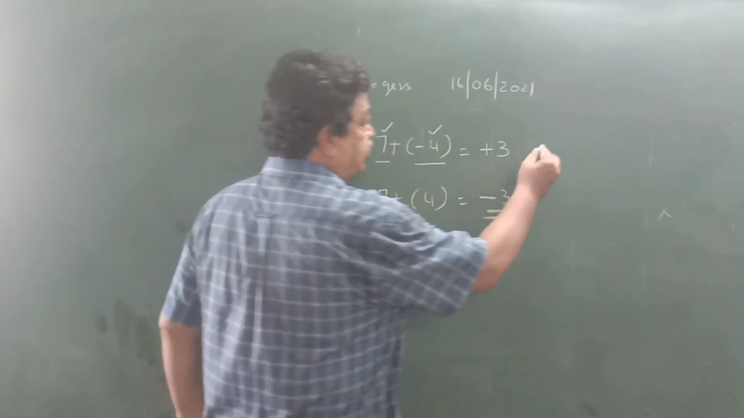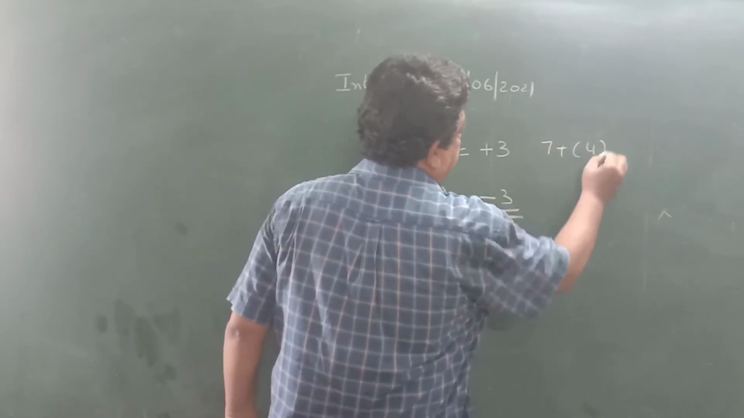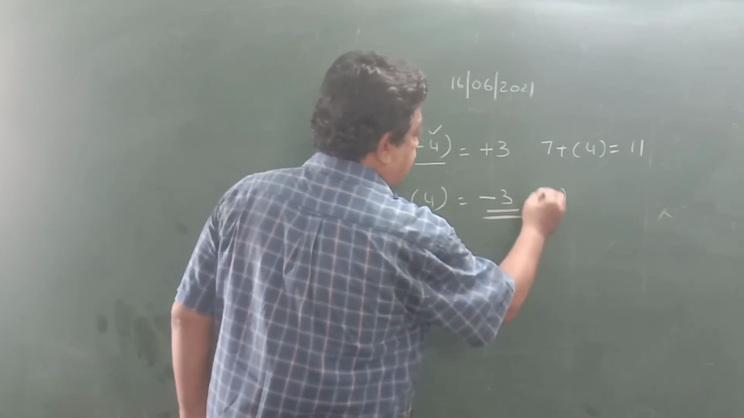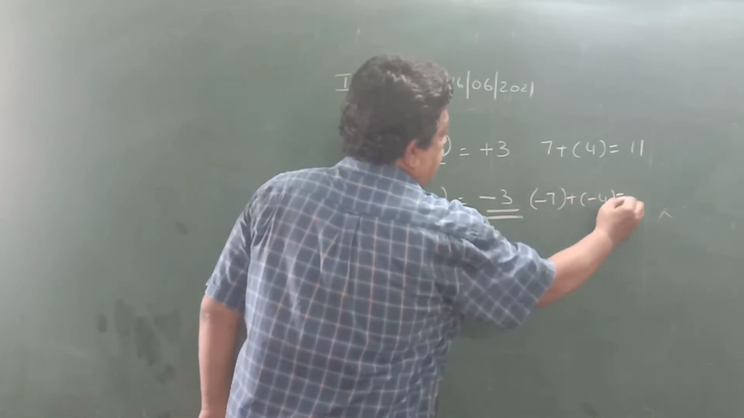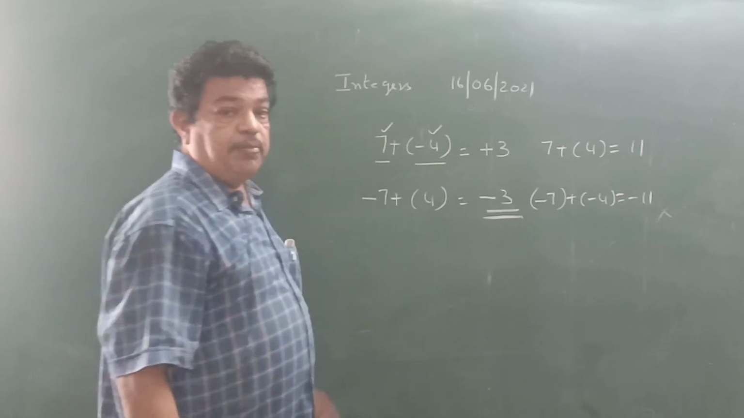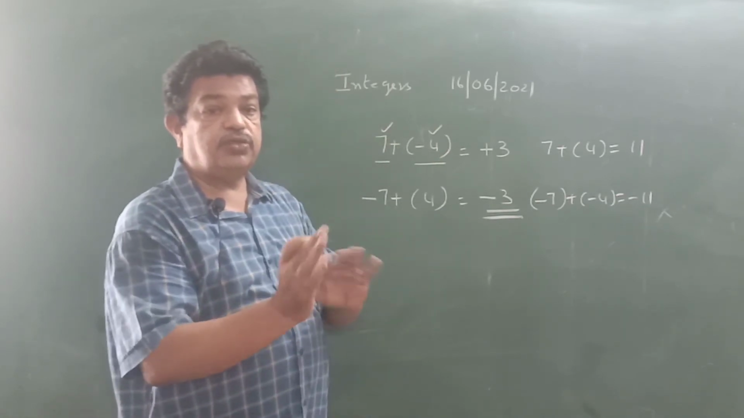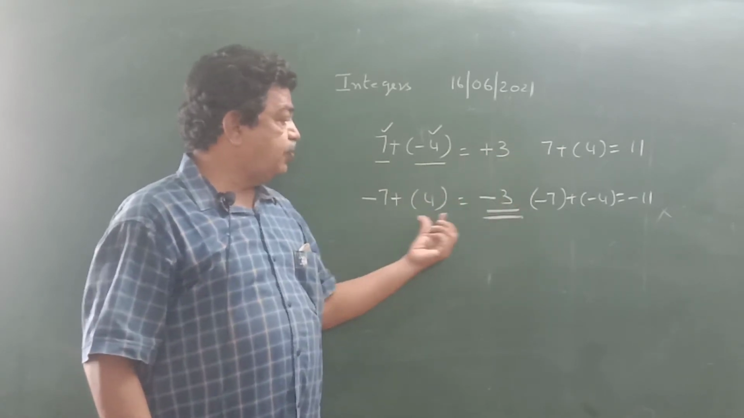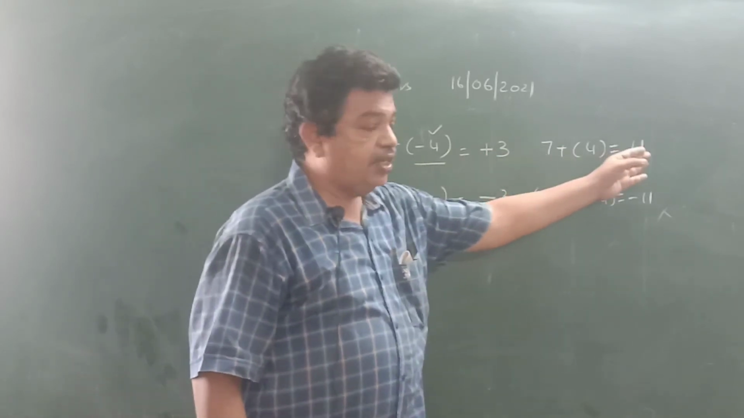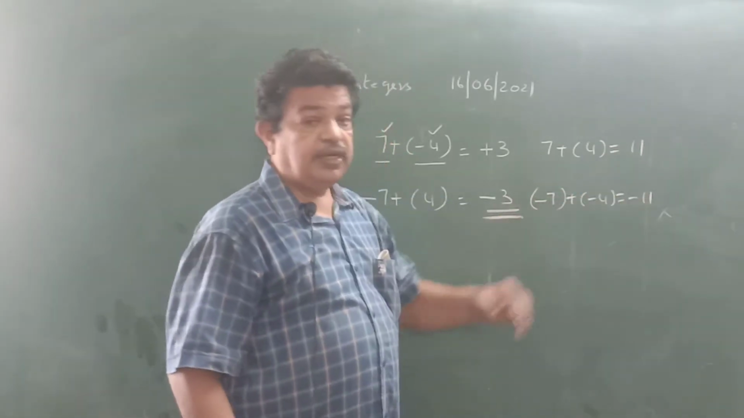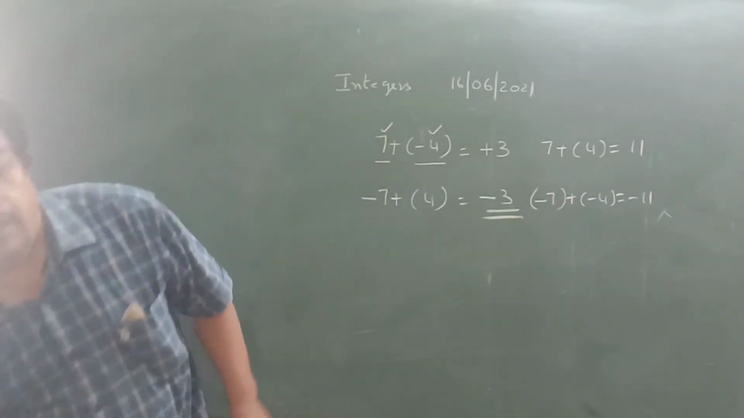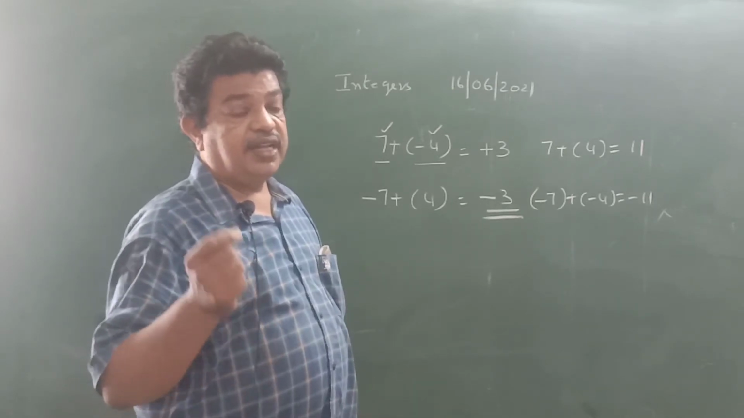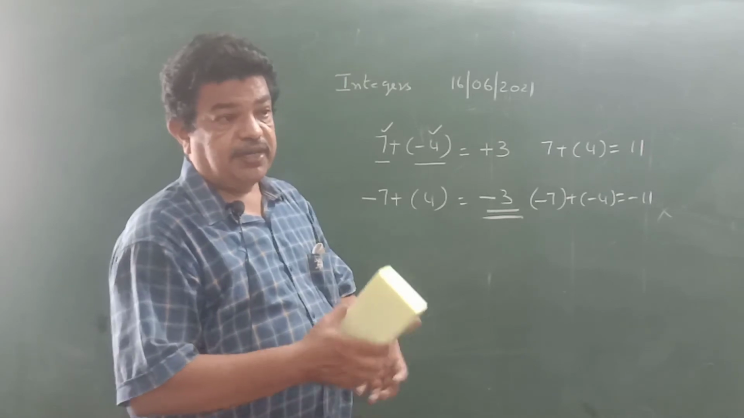Suppose you add both positive integers, 7 plus 4, it is equal to how much? 11. Suppose you are adding both negative integers, minus 7 plus minus 4, the sum is minus 11. The same integers are used with a change in sign. Here 7 plus minus 4 is plus 3. Minus 7 plus 4 is minus 3. 7 plus 4 is 11. And minus 7 minus 4 is minus 11. In all the cases you got an answer, but you have to be very careful with respect to the sign. When there is a change in sign, you have to observe it carefully.